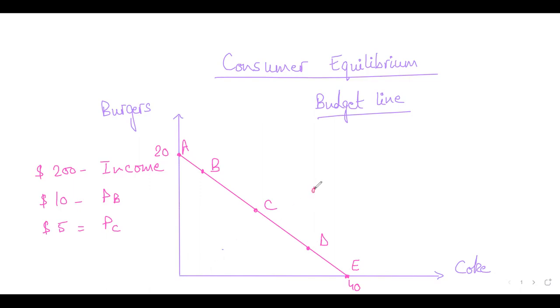Easy. And obviously we know any point outside the curve is not affordable because you don't have enough income for that. Got it, students? Okay, now think about this. After you have made the budget line, the next thing that you need to have on your consumer equilibrium graph is your indifference curves. Now, what are your indifference curves?